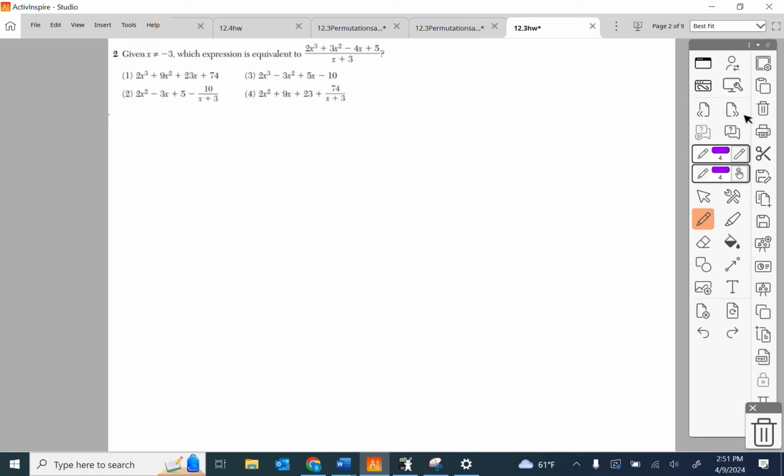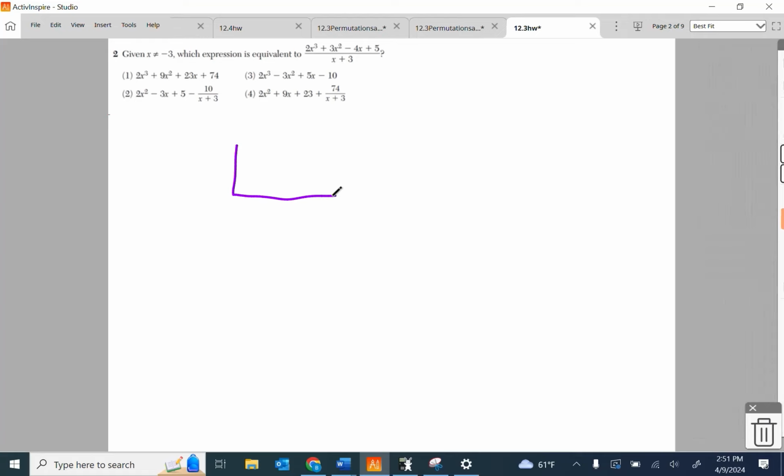Everybody. Given x is not -3, which expression is equivalent to this? The easiest way to do this is probably synthetic division. Put a -3 out front. 2, 3, any placeholders? I don't see placeholders. And then we drop, and we multiply, and we add, and we multiply, and we add, and we multiply, and we add. And you see that -10? That is -10 pieces of x plus 3.